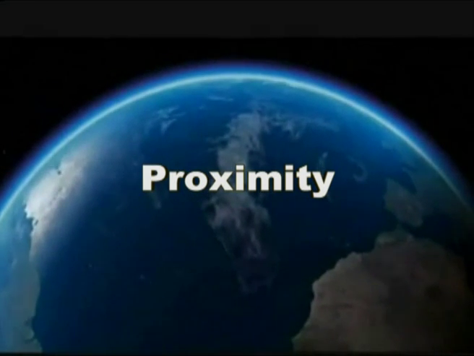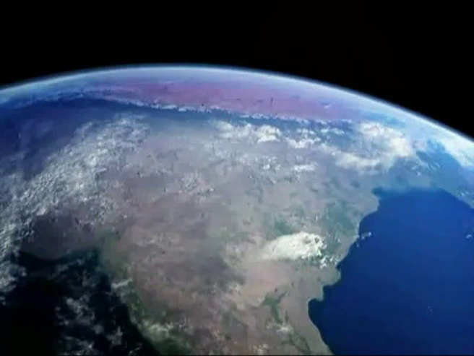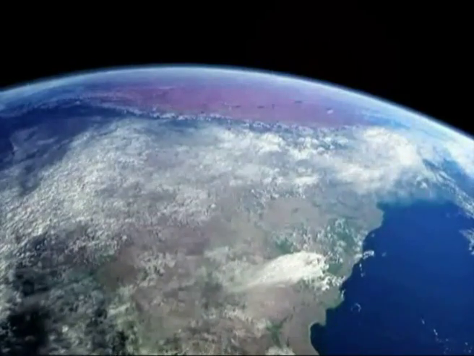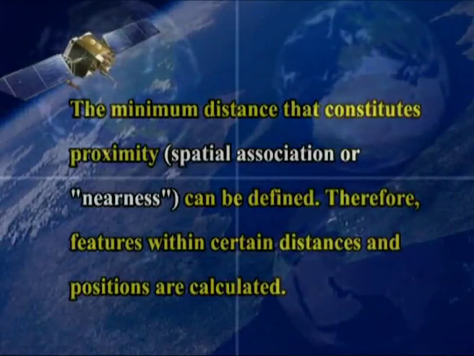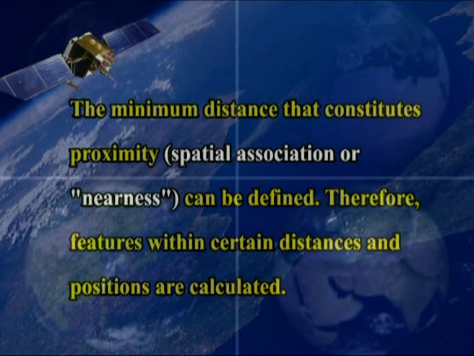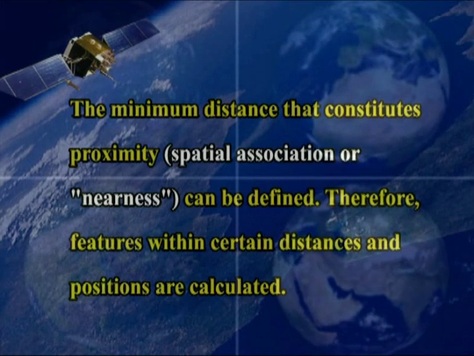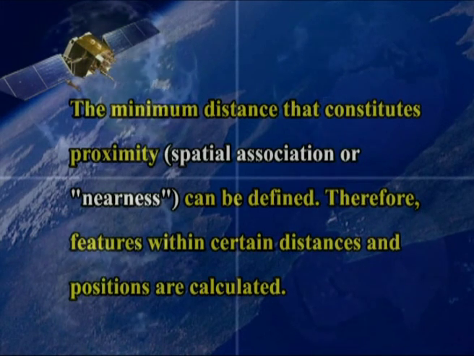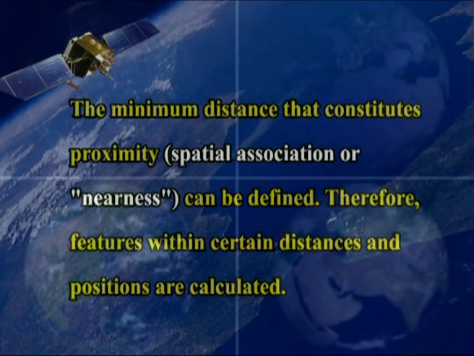Sixth, proximity. As in adjacency, distance is an important spatial factor of the position of features. The minimum distance that constitutes proximity, that is spatial association or nearness, can be defined. Therefore, features within certain distances of positions are calculated. In the illustration, the distance from C has been set at 2 km and only feature B has the required proximity.